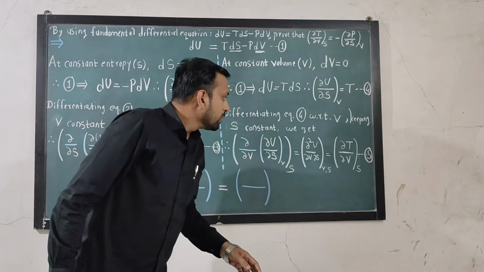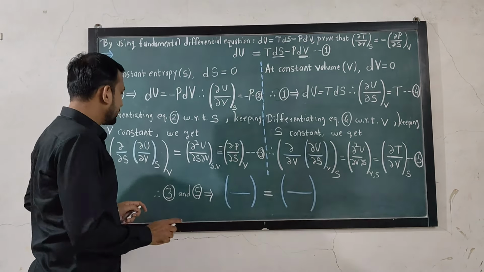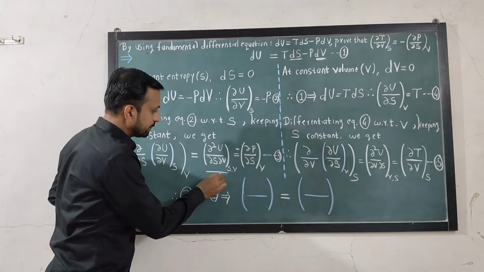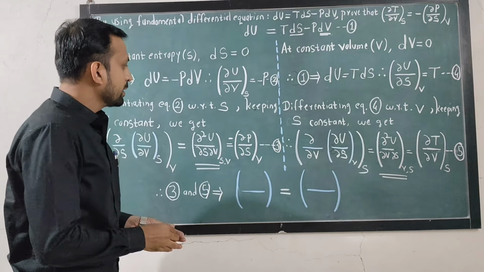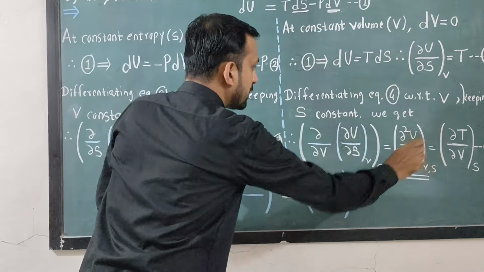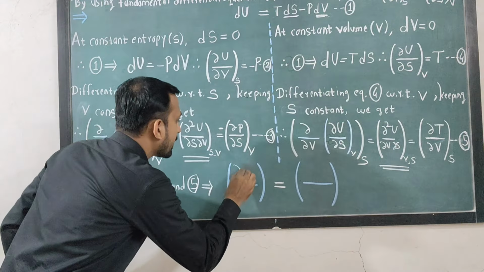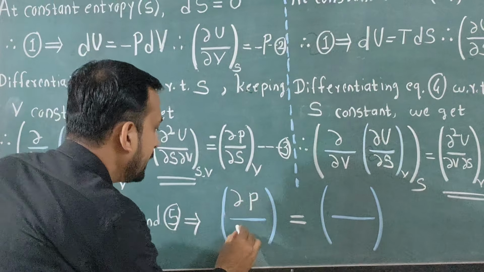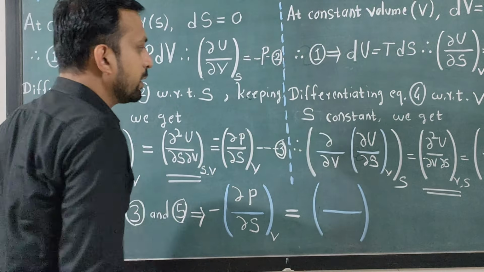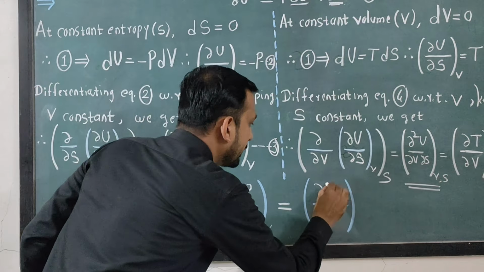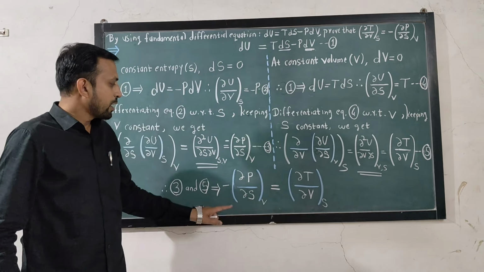Equation number 5. Now on comparing equation 3 and 5, we observe that the left hand side is equal. Therefore we can write that the right hand side is also equal. Therefore, on comparing equation 3 and 5, we can write negative partial P by partial S, keeping volume constant, is equal to partial T by partial V at constant entropy, and that is what we had to prove.